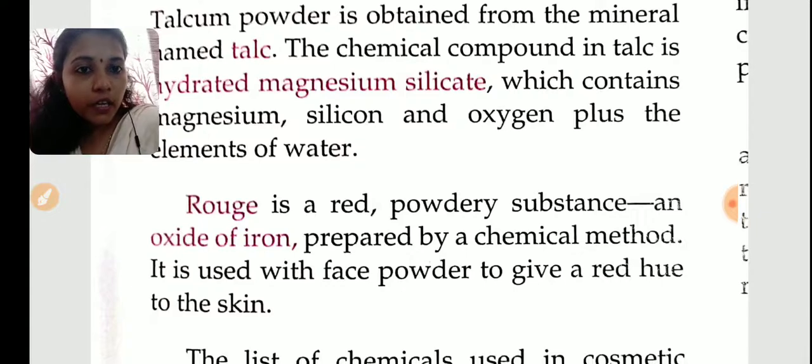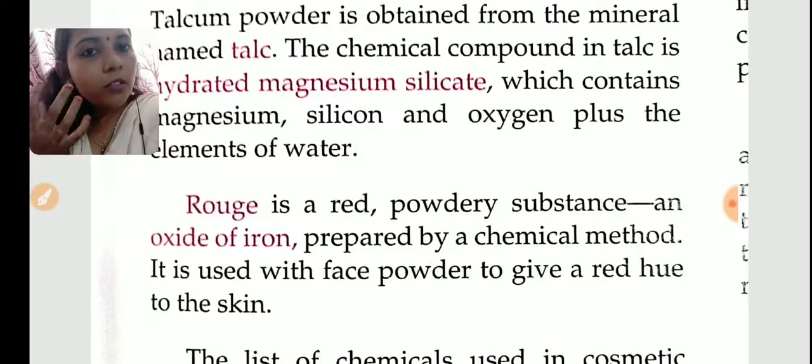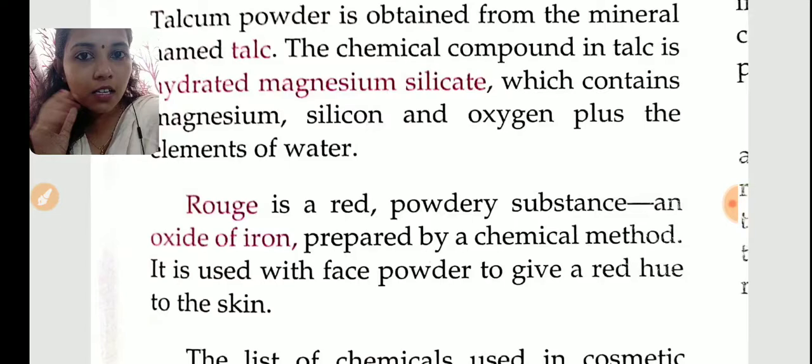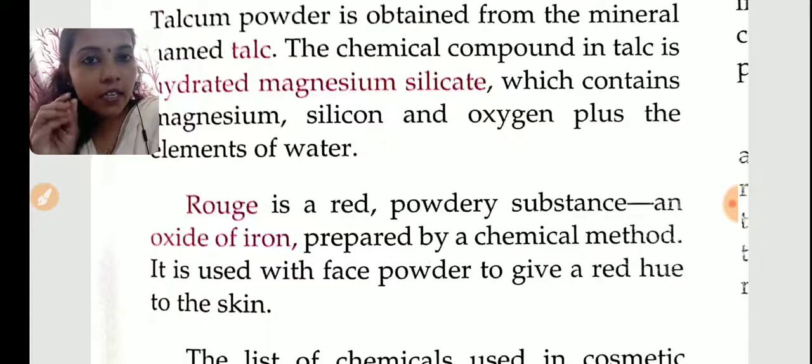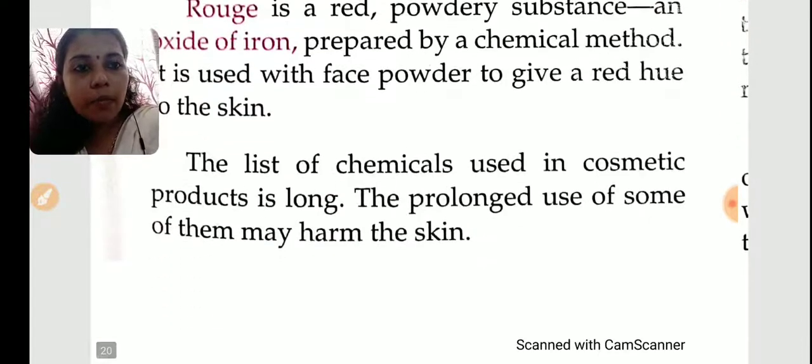Okay. Rouge is a red powdery substance, an oxide of iron prepared by a chemical method. It is used with face powder to give a reddish hue to the skin. Some of you will use rose powder, right? Girls will use rose powders. What is it? It is our simple talc powder in which some iron content is added, so that when we apply it on our skin we get a reddish color. Okay. The list of chemicals used in cosmetics is long.